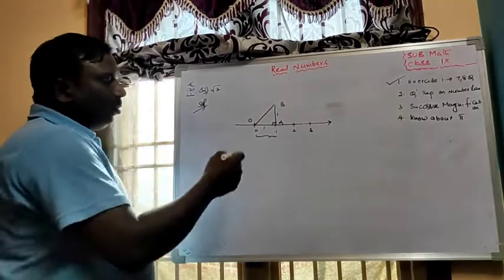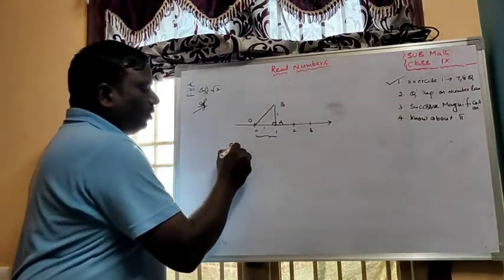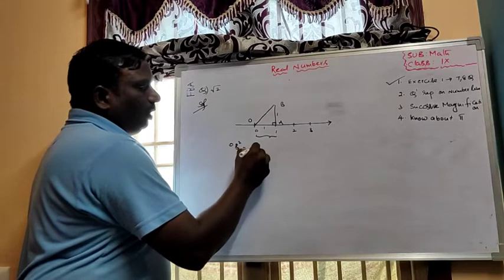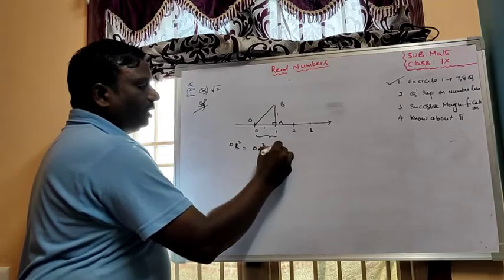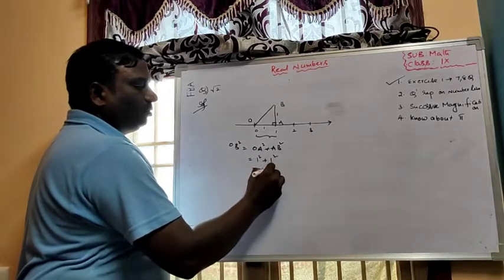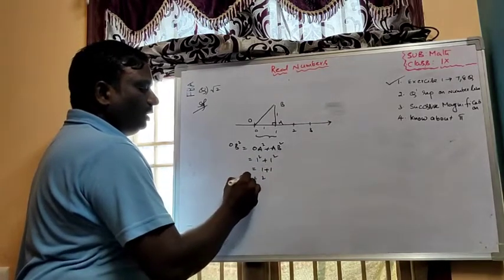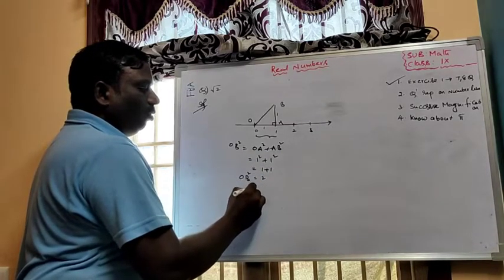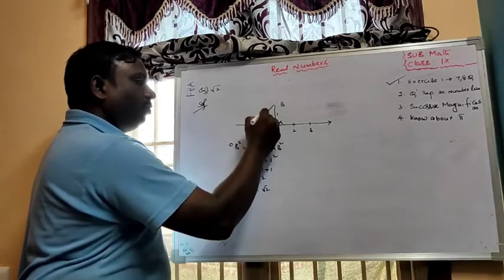If you apply the Pythagoras theorem, OB square equals OA square plus AB square. So 1 square plus 1 square, that is 1 plus 1 equals 2. OB square equals 2. Then the distance OB equals root 2.